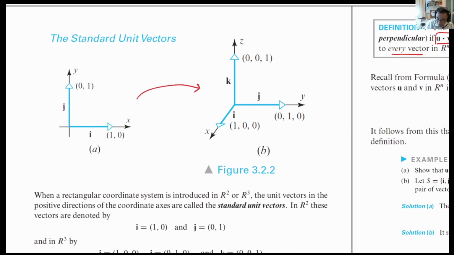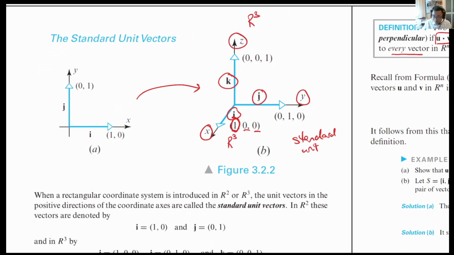This extends naturally from R2 to R3. In this case, we still have i, j, and now we have k. In addition, i is now an R3 vector, meaning that it has 3 elements: x-axis, y-axis, and z-axis. And as before, for the standard basis or the standard unit vectors, each of these i, j, and k only has 1 in one of the axes.